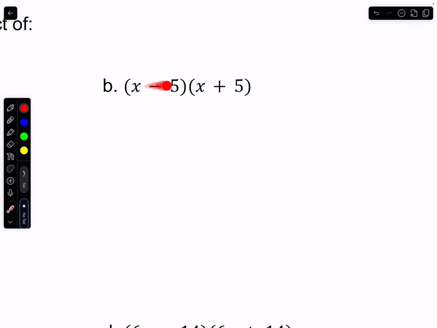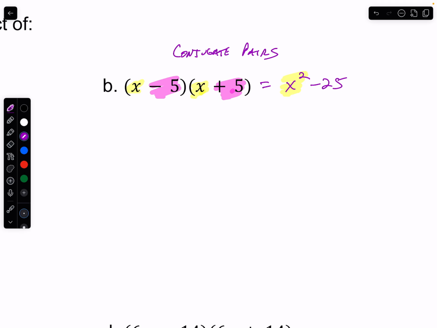All right, let's try it again. I notice here that these are pretty much the same binomial, except this is a minus sign and that's a plus sign. So these are called conjugate pairs. When you multiply conjugate pairs, the middle parts cancel out. So I just need to do the first times the first, which gives me x squared. And then we do the last part times the last part, which is negative 5 times positive 5, negative 25. So without all the highlighting, x squared minus 25 is our answer.